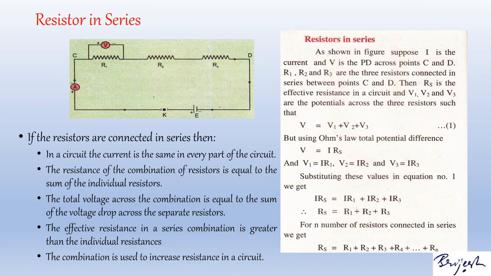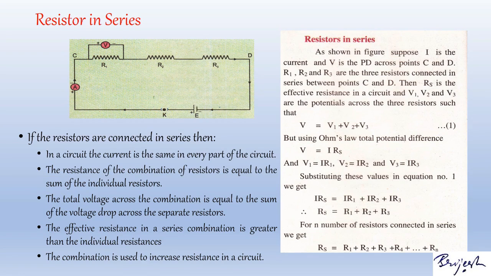Resistors in series. In the mentioned diagram, you can see that there are three resistors, that is R1, R2 and R3. The potential difference across each resistor is different. Therefore, we write that V, that is the net voltage across the circuit, equals V1 plus V2 plus V3, where V1 is the voltage across resistor R1, V2 across resistor R2, V3 across resistor R3. But current is constant in the overall circuit.